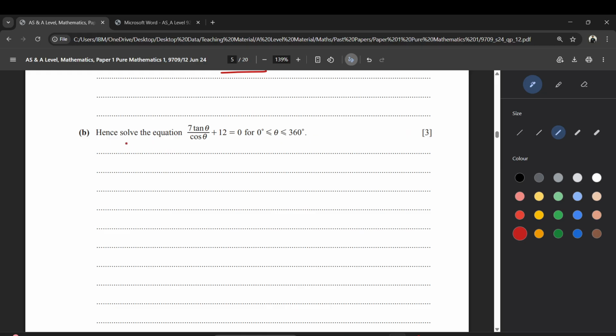Then part B is: hence solve the equation 7 tan theta over cos theta plus 12 equals 0 for theta between 0 and 360 degrees. Make sure that your calculator is in degrees mode for this part.